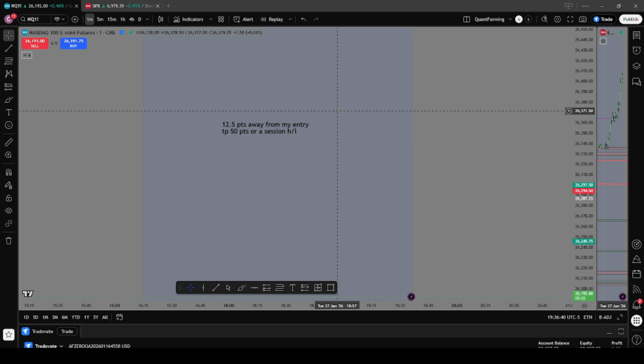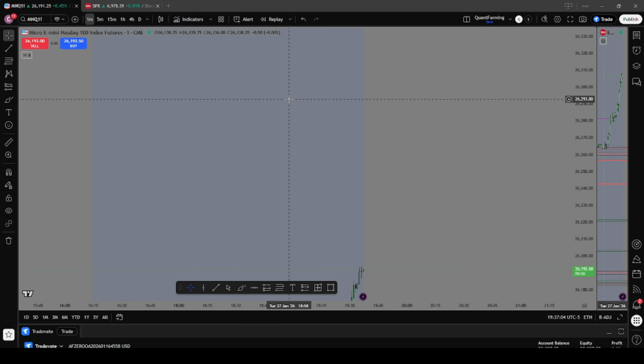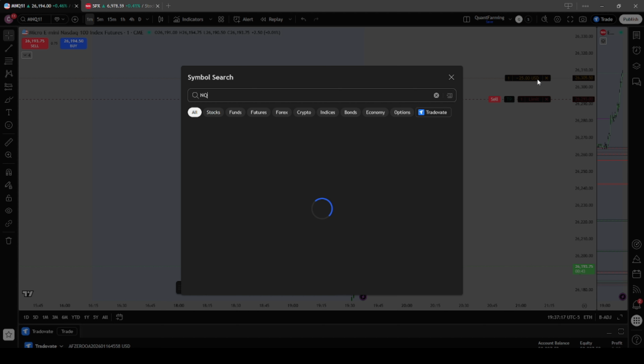So what you could do is, let's say, for example, I had a sell right here. I could just drag my stop loss to negative $250, because 12 and a half points will always be negative $250 on one NQ mini. Now, if I were trading MNQ, on one micro contract, 12 and a half points away would be $25. So it's basically divided by 10.